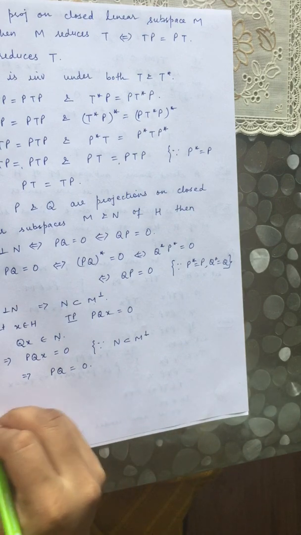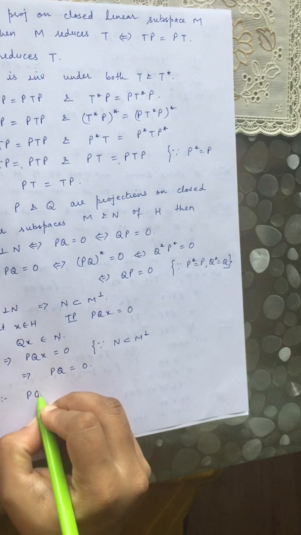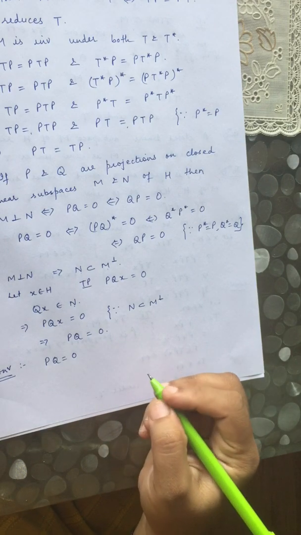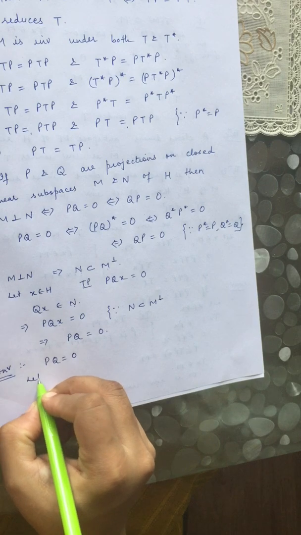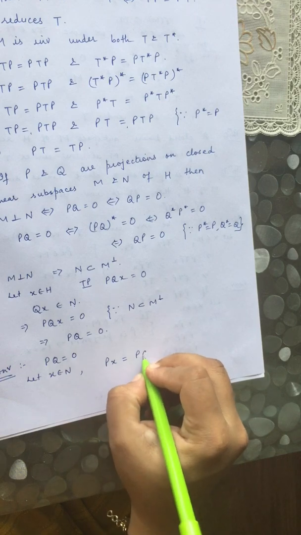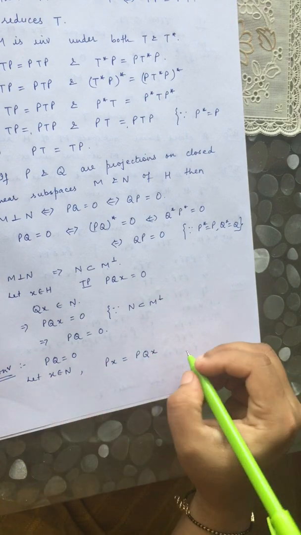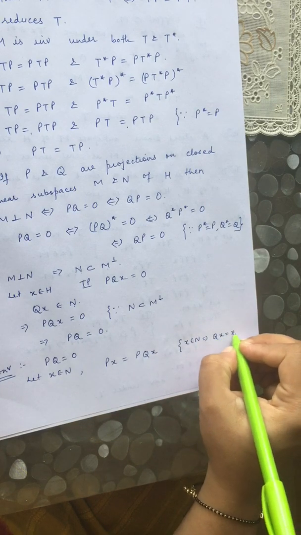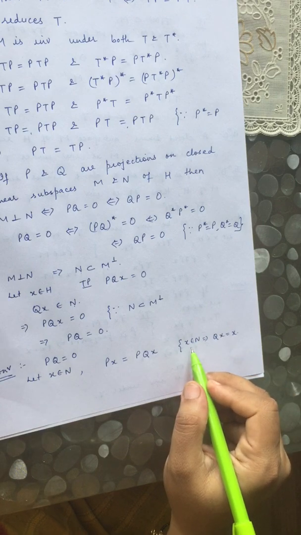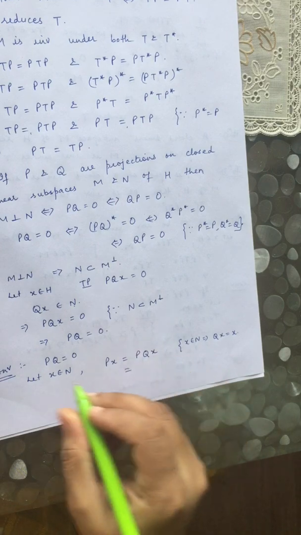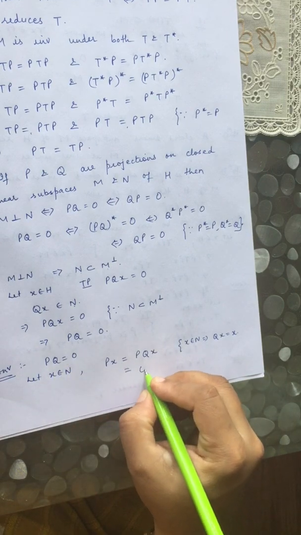Now conversely, if PQ is 0, we want to prove M is perpendicular to N. So if PQ is 0, then for any x in N, let x in N, Px is equal to PQx, because if x belongs to N, then Qx is x, because Q is a projection on N, so for any vector in N, Qx is x. So P of x is PQx, but PQ is given to us 0, so PQ of x is 0.